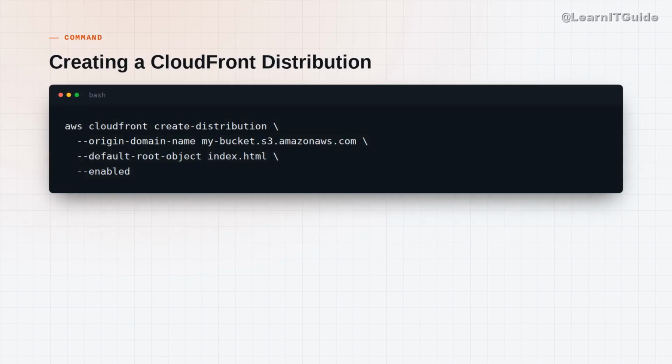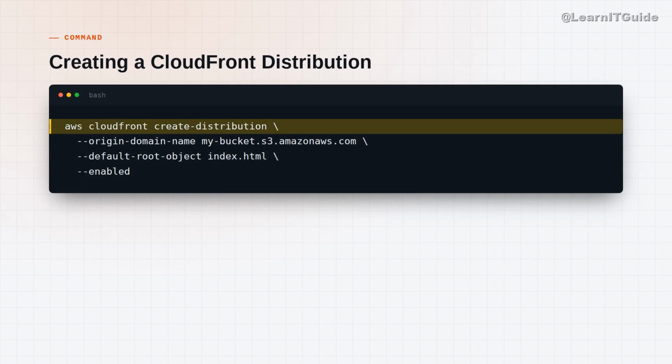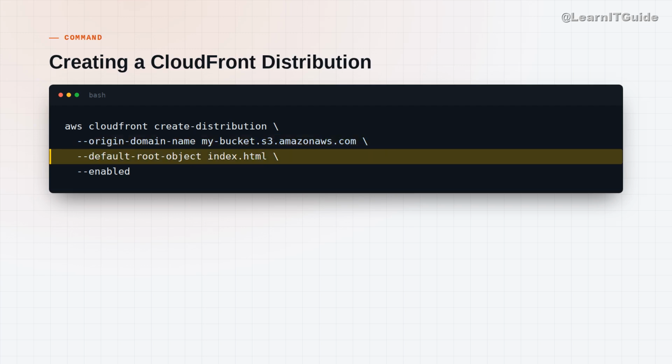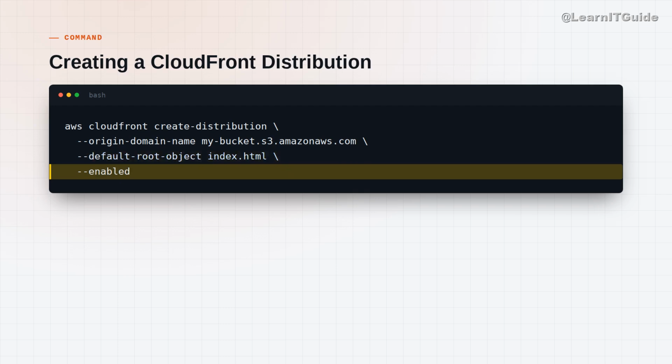To get started, you use the AWS CLI to create a distribution. On the first line, we specify the command to create the resource. The origin domain name points to your S3 bucket or your custom load balancer. We set the default root object to index.html, so the browser knows what to fetch. Finally, the enable flag ensures the distribution is active immediately upon creation.